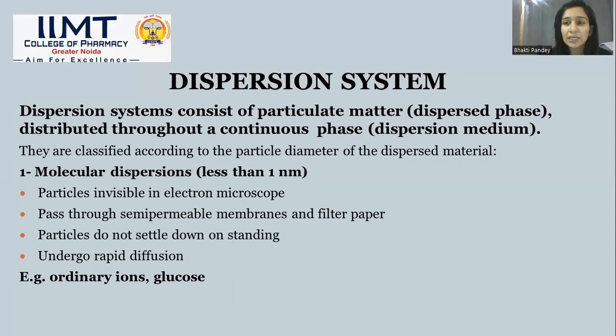Based on the particle diameter, the dispersion systems are divided into three parts. First is molecular dispersion. In molecular dispersion, the particle size range is less than 1 nanometer. Particles are invisible in a microscope, but they pass through the semi-permeable membrane and filter paper. They do not settle down on standing and undergo rapid diffusion. Examples of molecular dispersions are ordinary ions and glucose.